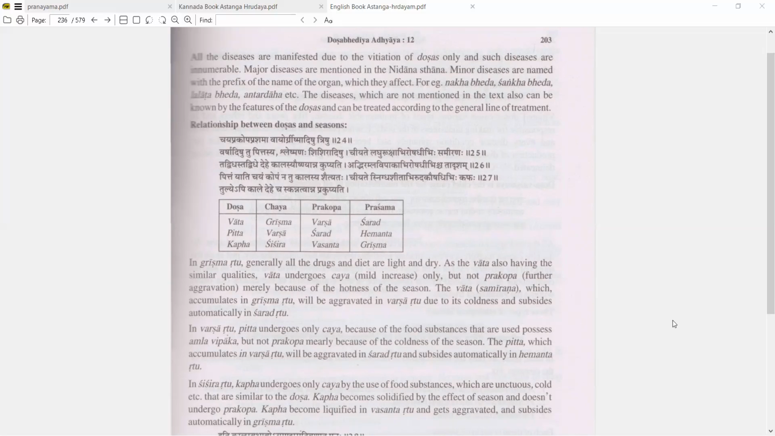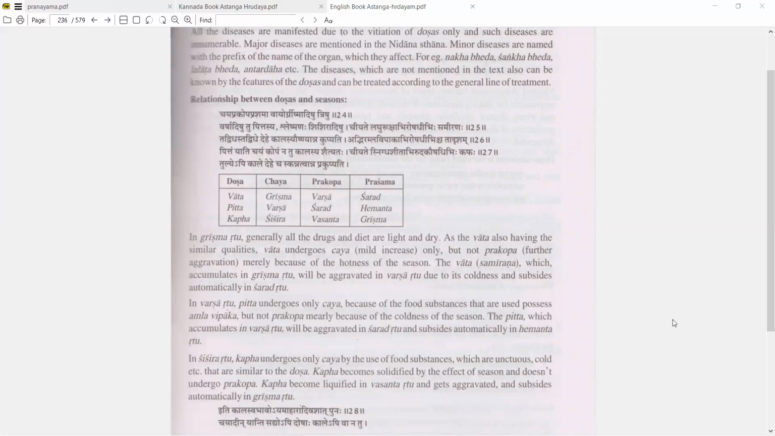and subsides automatically in Sharad Rutu. In Varsha Rutu, Pitta undergoes only chaya, mild increase, because of the food substances that are used possessing Amla Vipaka, but not prakopa, merely because of the coldness of the season. The Pitta, which accumulates in Varsha Rutu, will be aggravated in Sharad Rutu and subsides automatically in Hemanta Rutu.